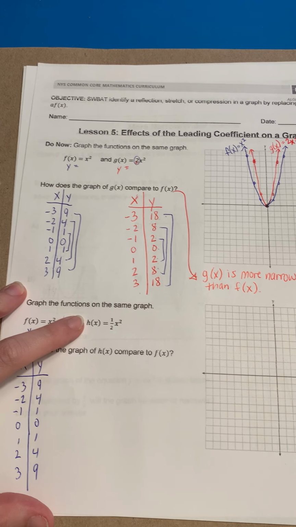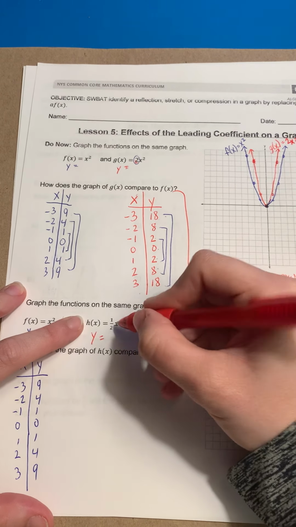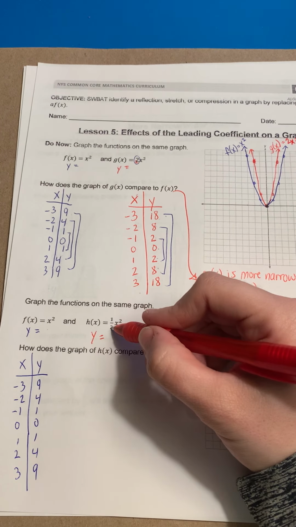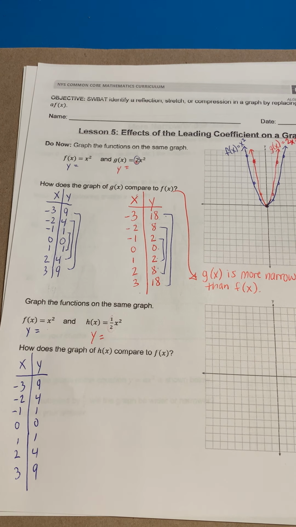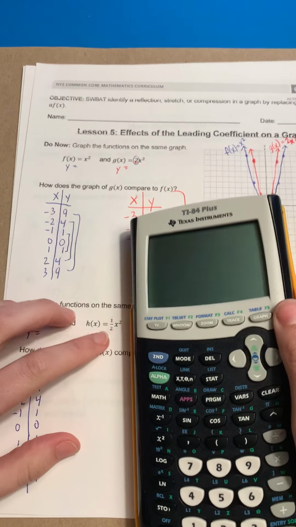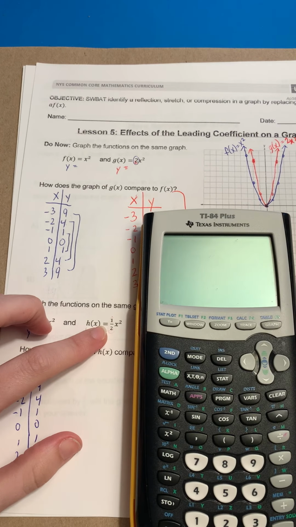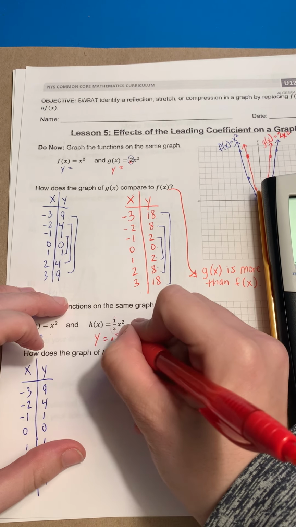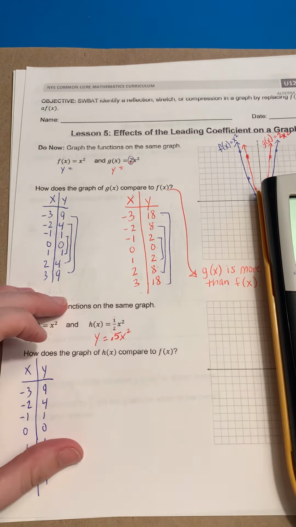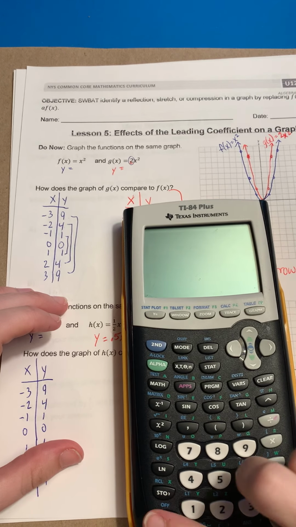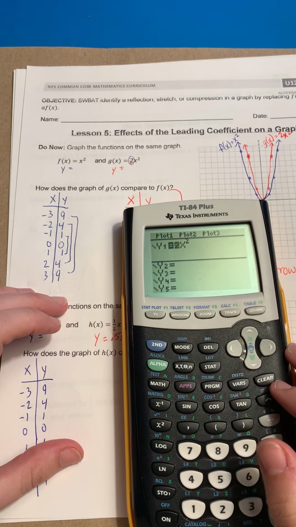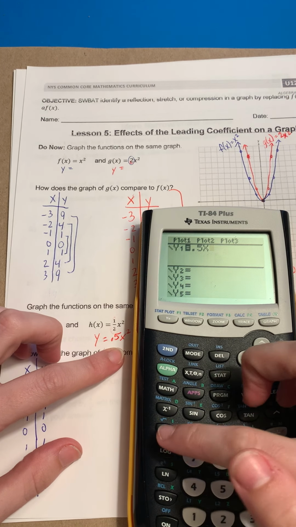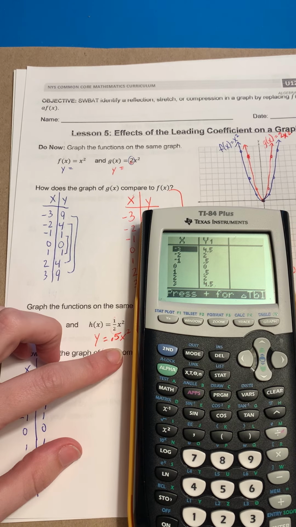And then I have h of x, which is 1/2 x squared. So you can do this a couple different ways. You can put in alpha y equals. You can just put your fraction in parentheses when you go to type it in, or you can change that 1/2 to a 0.5. Okay, I'm going to change it to a 0.5 for now. But you could do it either way. So I go y equals, clear out what you have, 0.5 x squared.